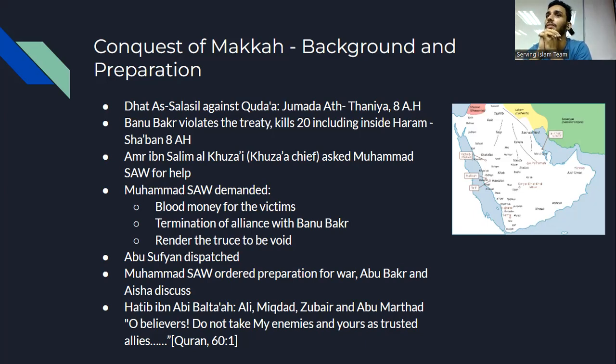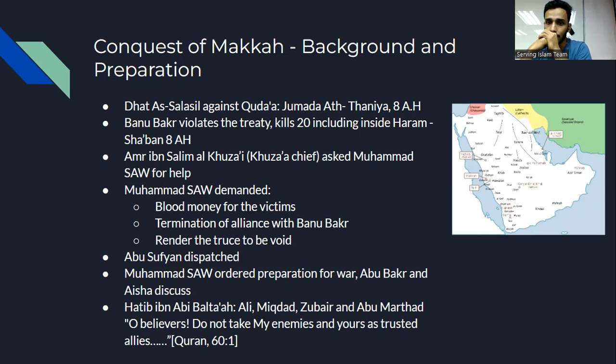That is the classic definition of a raid, that you just go attack, maybe kill one or two people, and then you take the flocks, take the sheep, take the crops or whatever, and then you come back to your own tribe. Okay. So Banu Bakr wanted to do that with Banu Khuza'a, and they planned it along with the Quraysh. And the Quraysh actively helped them. And they said that we are just going to do a raid. So how are the Muslims going to know that we helped them?